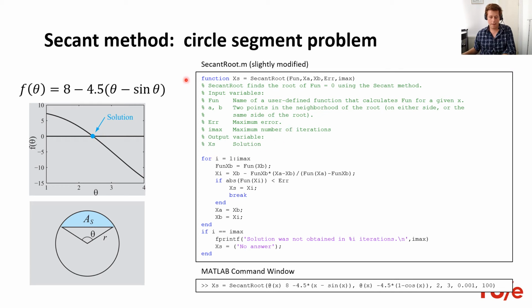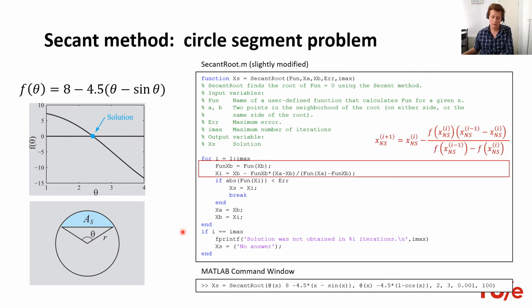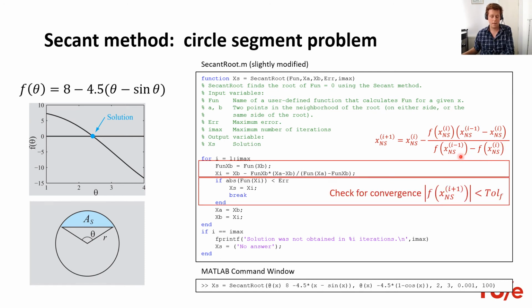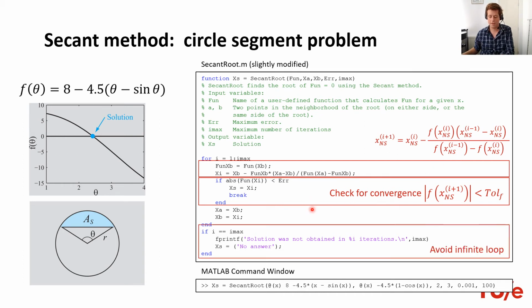If you compare this program, which is also provided with the handbook, you see that it's almost identical to Newton's method. The only difference is the update formula. Instead of using the derivative, we use this secant line slope. And that's actually the only difference from Newton's method. Again, we have to check for convergence and avoid infinite loops. Similar to Newton's method, the secant method is not guaranteed to converge, but it is much more stable than Newton's method. And that's something we will see in a minute.